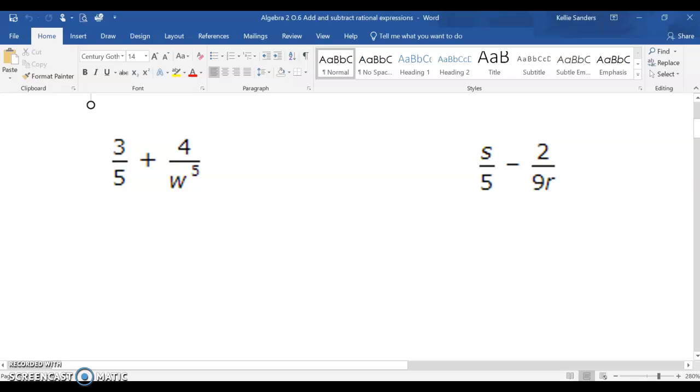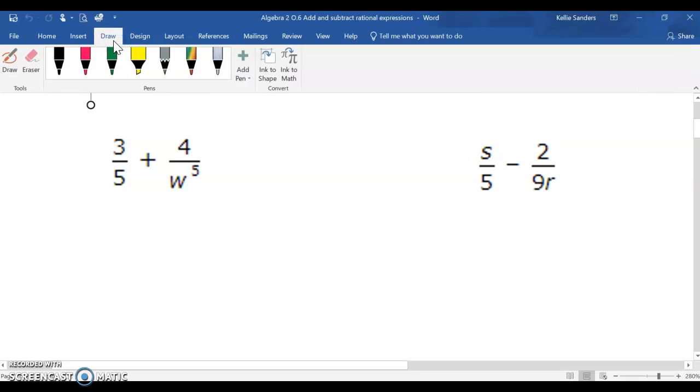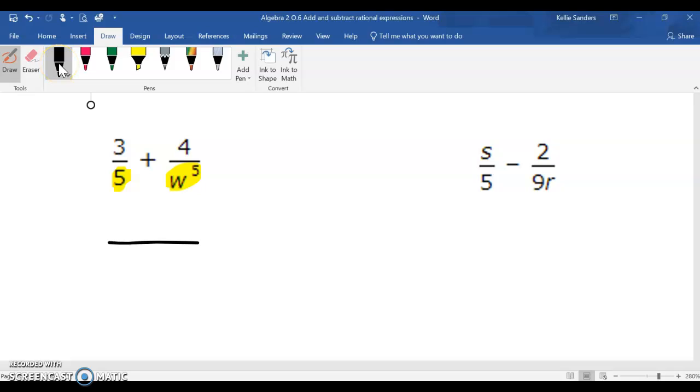There's several ways of going about doing this. I'm going to show you my way. So we're looking at just the bottoms. Don't care what the tops are. Because it's 5 and w to the 5, the easiest way to get a common denominator is to multiply them together, unless you can see that something goes into them and everything. So we're going to do 5w to the 5.